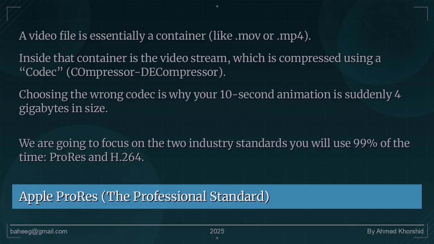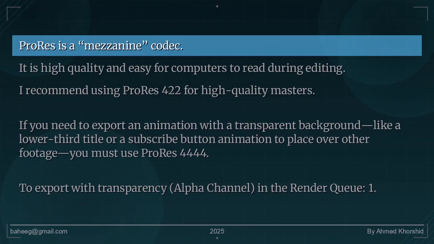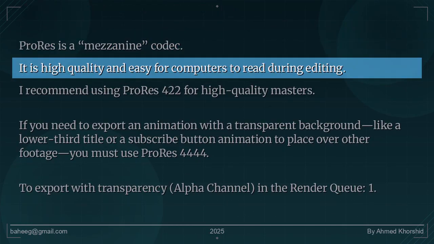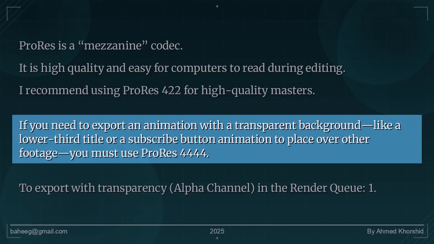Apple ProRes, the professional standard. ProRes is a mezzanine codec. It is high quality and easy for computers to read during editing. I recommend using ProRes 422 for high-quality masters. If you need to export an animation with a transparent background, like a lower third title or a subscribe button animation to place over other footage, you must use ProRes 4444.